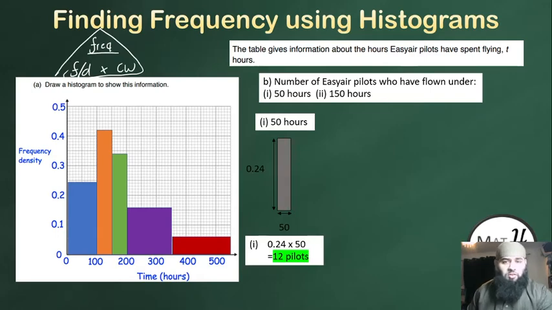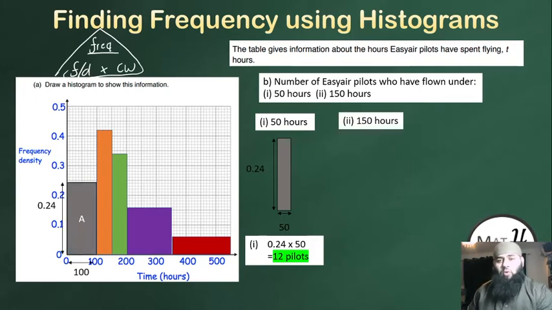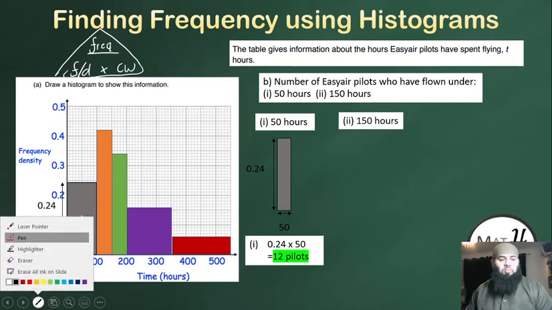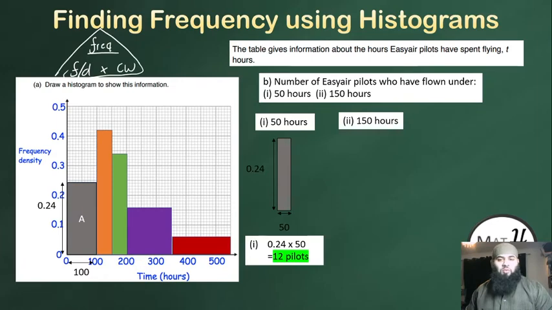Go to the second question. What is the number of Easy Air pilots that have flown under 150 hours? All we do over here is cover all the area where any of the bar covers. Let me just take a different pen. If we look at our graph over here, 150 hours is anything under here. So we really want to find the area of this. And that's what we're going to do.